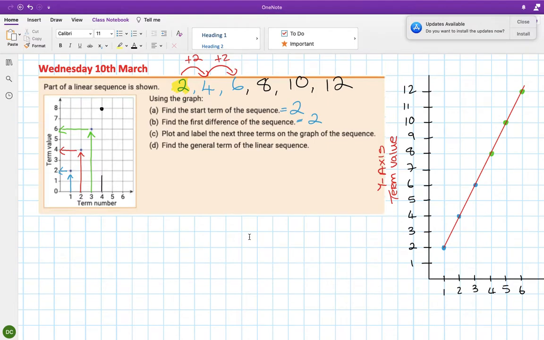Okay? And the last part here then is the general term. Okay, so anytime we see general term, we write down our formula. Okay, A is the start term, and the start term is 2. D is the common difference, and the common difference is also 2. So Tn is 2 plus n minus 1 times 2.